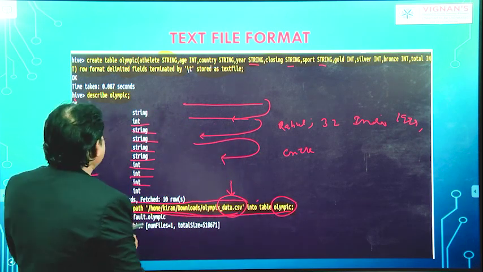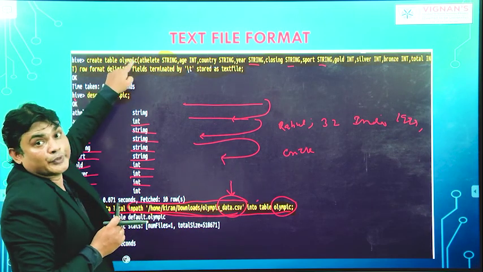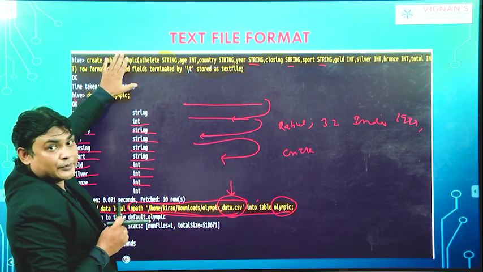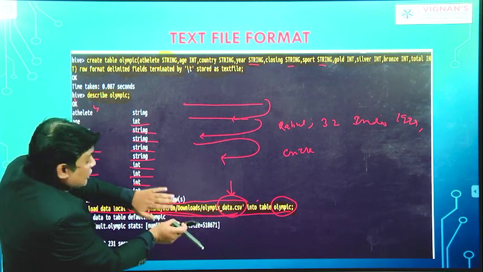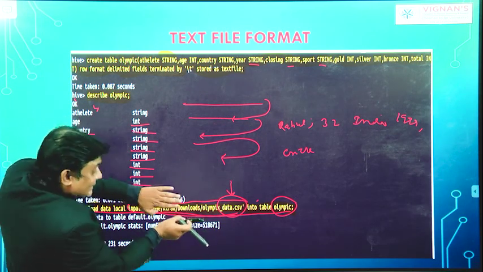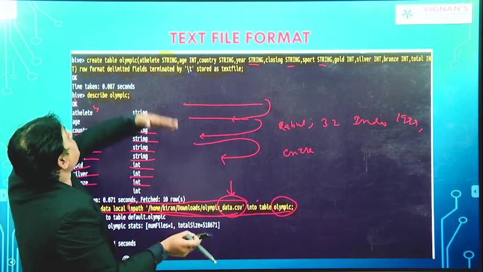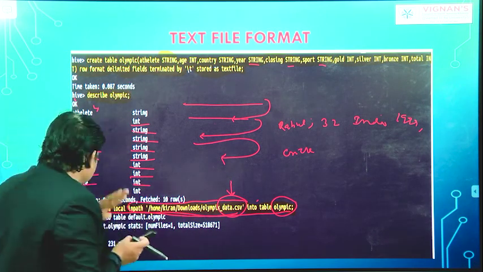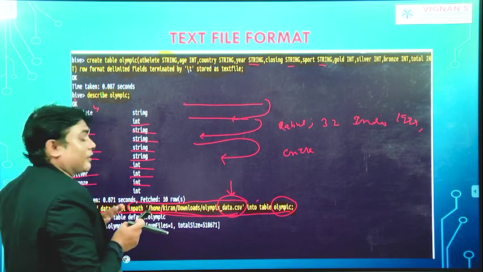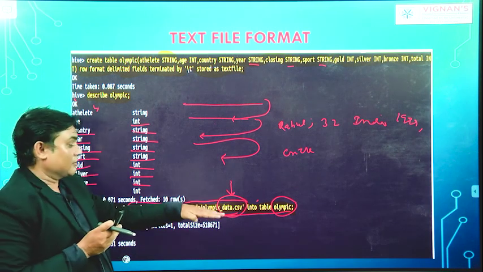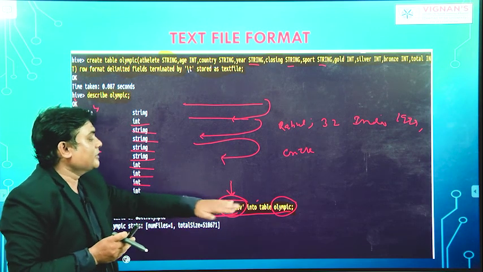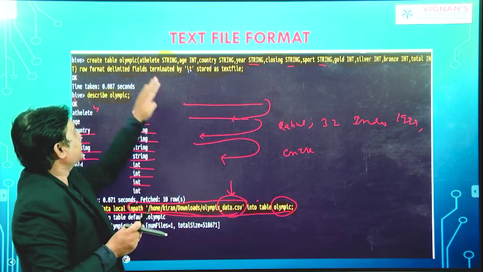Here we are creating the table called Olympic. So Olympic is created, and this data, which is already available in this location, we are just loading into this table using the command LOAD DATA LOCAL INPATH, the location where the data is located, and then you are putting this data into this Olympic table.